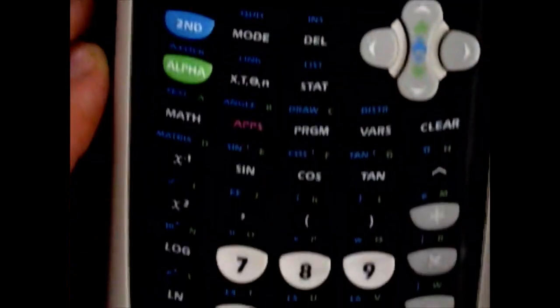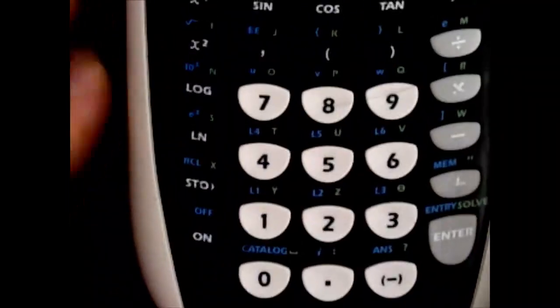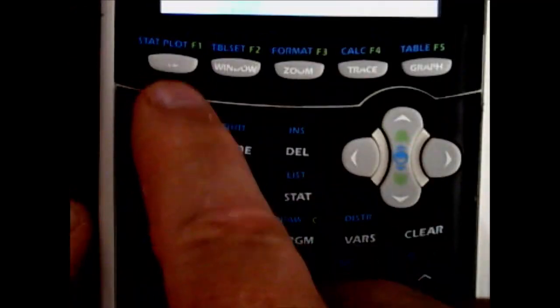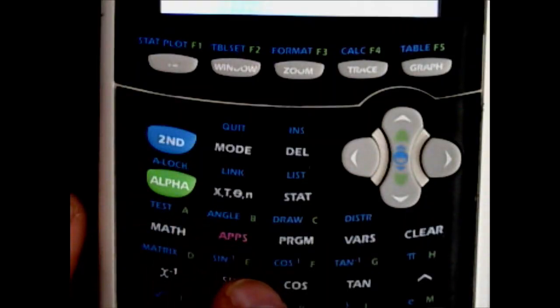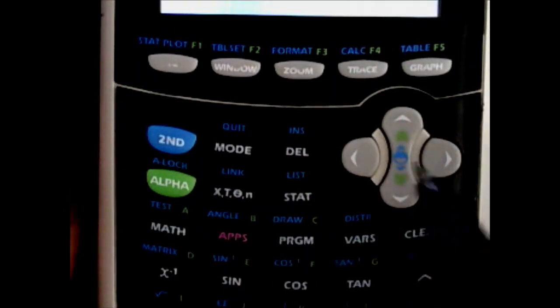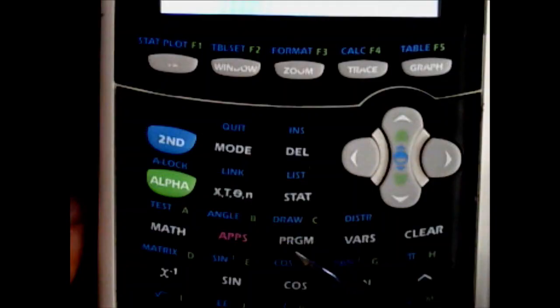Alright, we're going to use, in this example, a TI-84 Plus Silver Edition. Okay, and the very first thing you want to do is to learn how to turn it on. Well, let's talk about first the second and the alpha. Each of these keys has got three different possibilities.